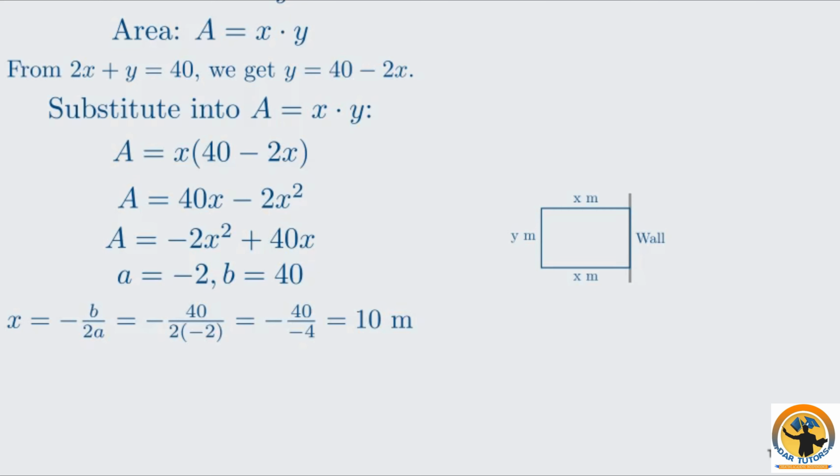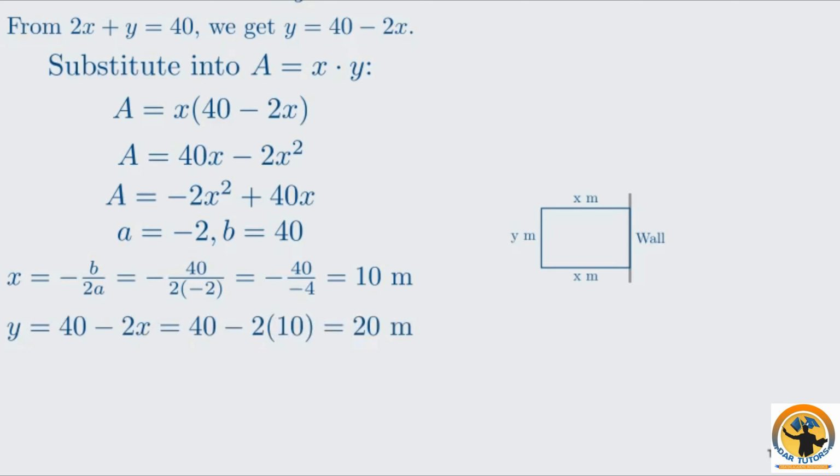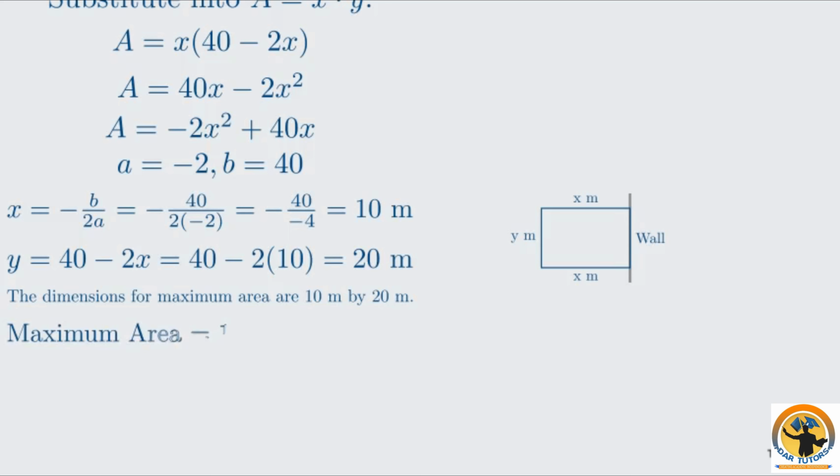Now we find the other dimension, y. Using y equals 40 minus 2x, we substitute x equals 10 to get y equals 40 minus 2 times 10, which is 20 meters. Finally, we state the dimensions and the maximum area. The maximum area is achieved when the dimensions are 10 meters by 20 meters, and the maximum area is 200 square meters. In this scene, we successfully used the vertex formula for a parabola to find the maximum area in a real-world optimization problem, meeting our objective.